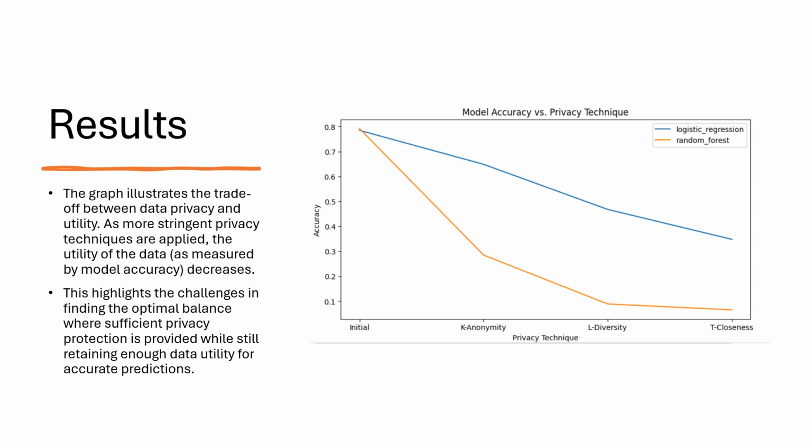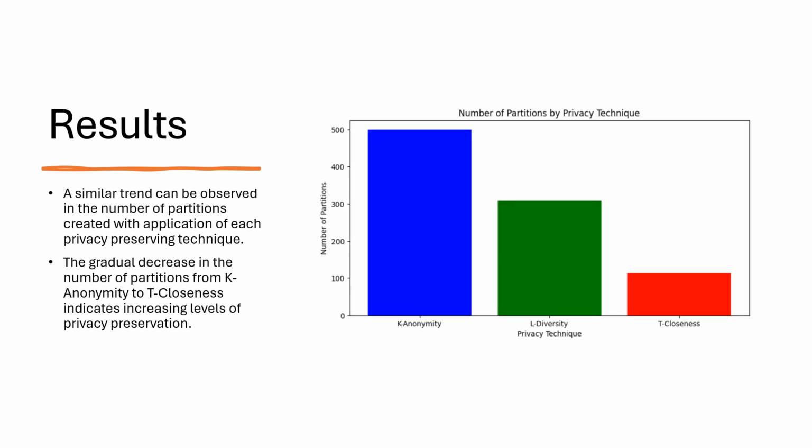This consistent pattern across both models reinforces the conclusion that enhancing privacy indeed comes at the cost of data utility in predictive modeling. A similar trend can be observed in the number of partitions created with application of each privacy-preserving technique. The gradual decrease in the number of partitions from k-anonymity to t-closeness indicates increasing levels of privacy preservation.